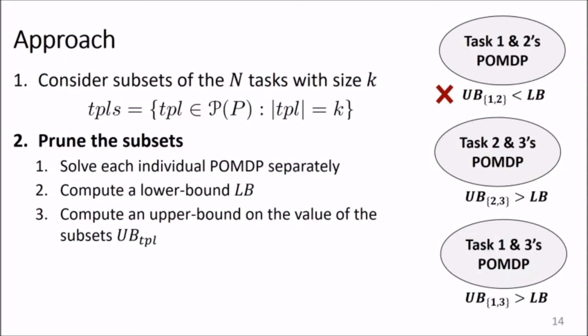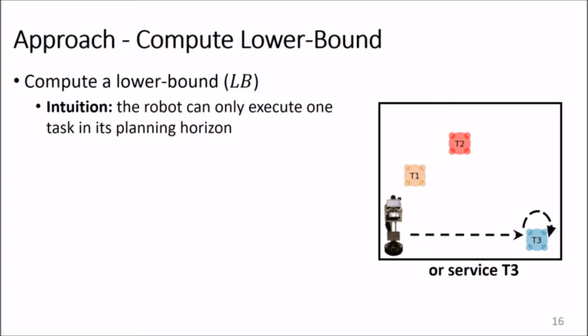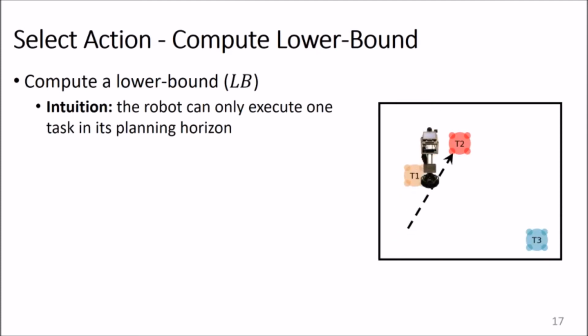We prune the subsets by solving the individual POMDPs separately and using their solutions to compute a lower bound on the value of the agent POMDP and an upper bound on the value of each subset. We compute the lower bound by assuming that the robot can only execute one task in its planning horizon. So the robot can service table 1 or table 3 or table 2.